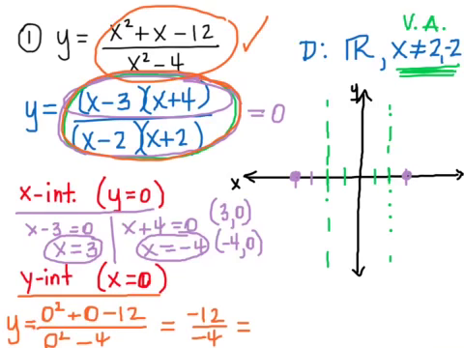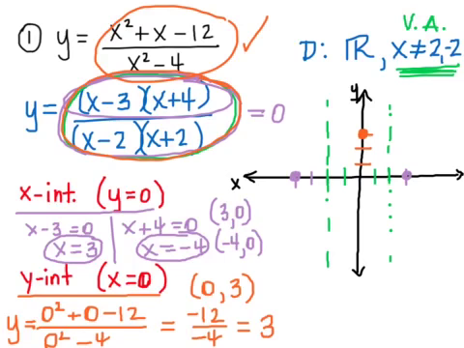The top would equal negative 12, the bottom would equal negative 4, which divides to a positive 3. And so when x is 0, y turns out to be 3. So that's the point (0, 3), which is on the y-axis as it should be. And that's our y-intercept.